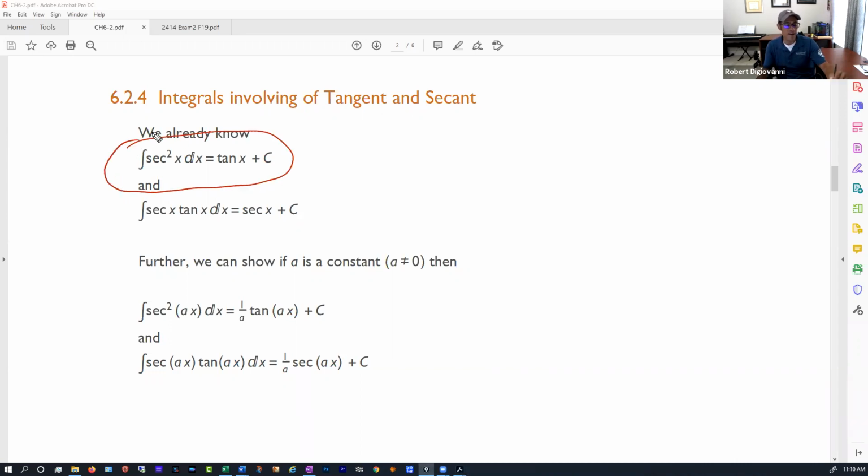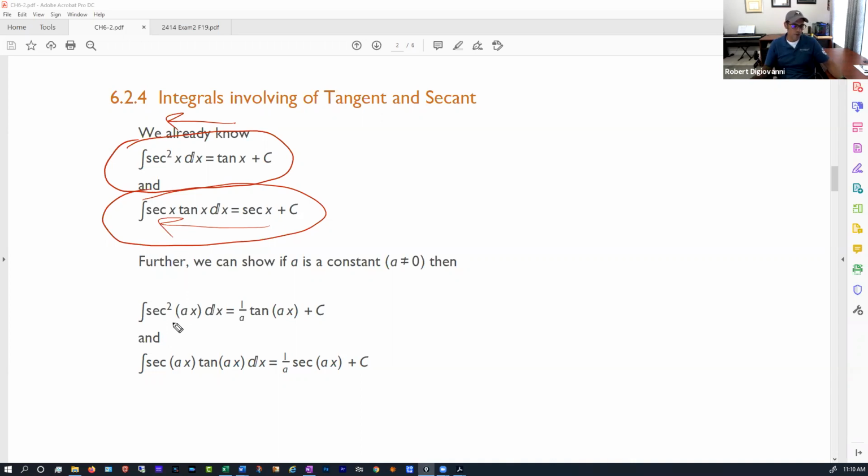We know that the antiderivative of secant squared is tangent, and we know that the antiderivative of secant times tangent is secant. Again, this goes back to Cal 1. We know the other direction in Cal 1, right? Derivative of tangent is secant squared, derivative of secant is secant tangent. So we're going to need to know that before we can do this technique. We just need to remember that we know those two antiderivatives.